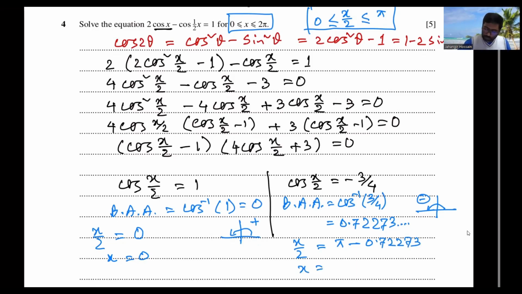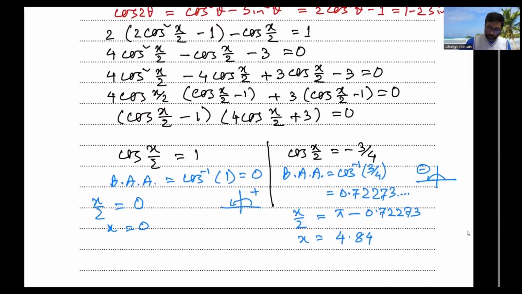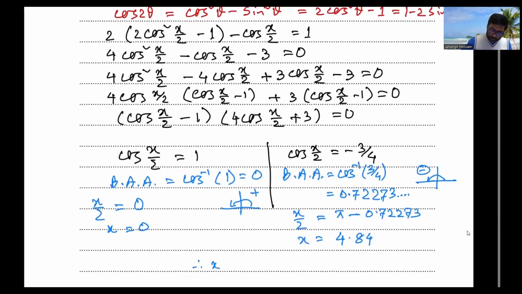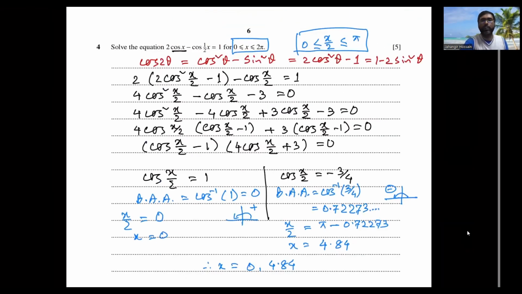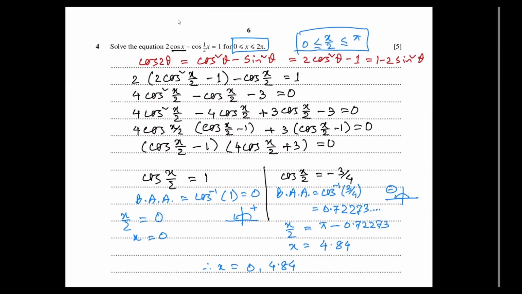And the final answer in radians, a non-exact answer, should be left correct to 3 significant figures: 4.84. Right. So we have two different values for x here. One is x is 0, the other is 4.84. These are the two values of x, which are the solution of this equation. Okay. Now let's move on to the next question.